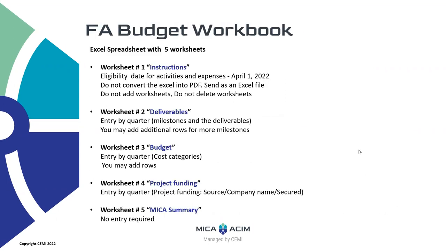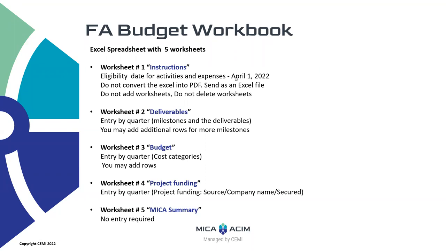And then for the budget workbook, it's an Excel workbook, basically. It's broken down into 5 sheets. Worksheet number 1 has instructions. It talks about the eligibility date for activities and expenses. Oh, sorry. It's supposed to say May 1st. Sorry, May 1st, 2022, Charles. That was a mistake I made there.